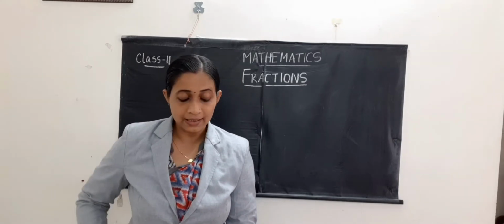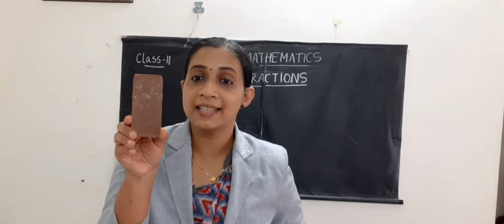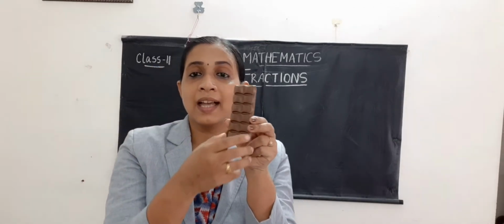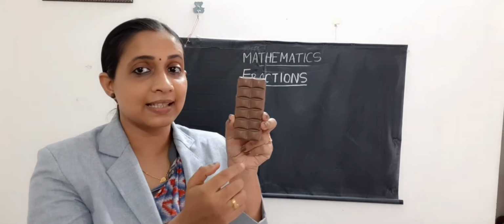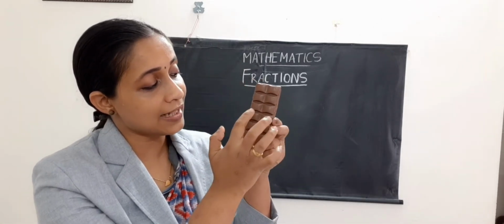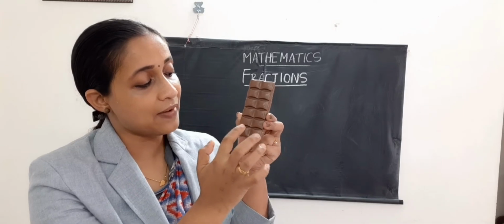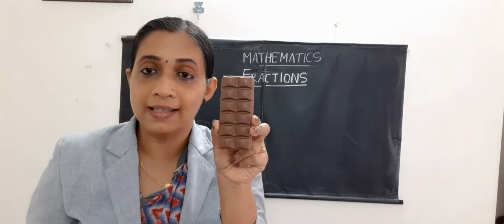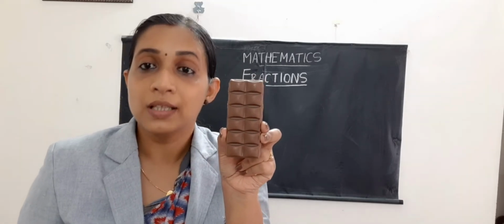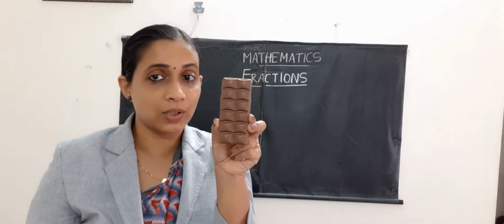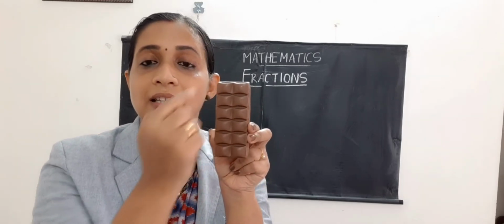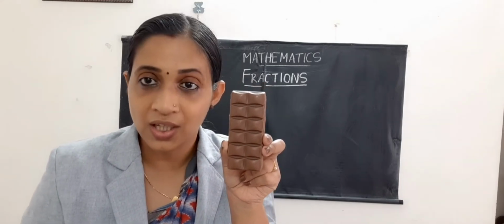For example, let us see this Dairy Milk. See, this is a full Dairy Milk. And can you see the parts? Yes, it is divided into 1, 2, 3, 4, 5, 6, 7, 8, 9, 10, 11, 12 parts. So this full Dairy Milk is divided into 12 equal parts. Okay. And each of these parts is called a fraction.